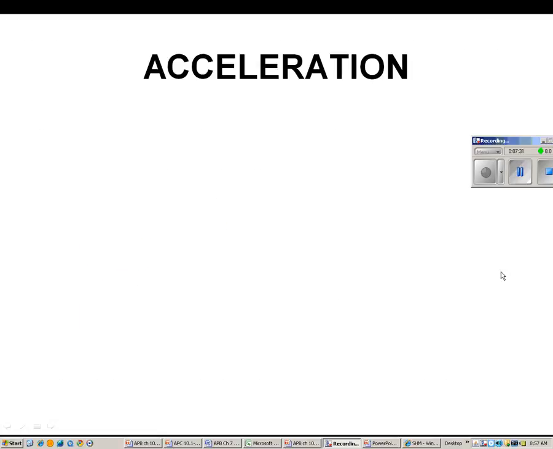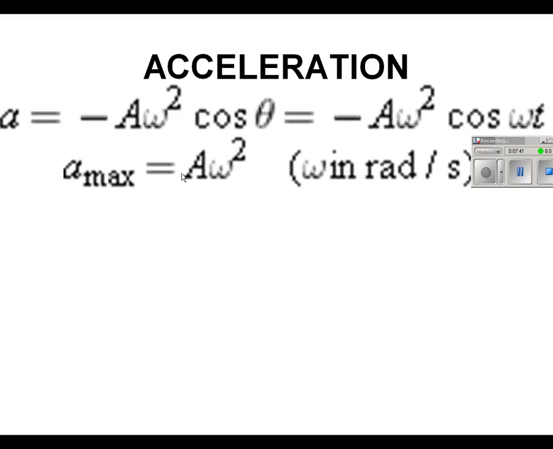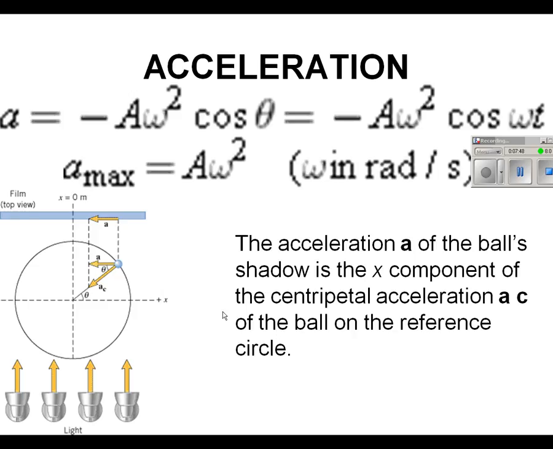Now we're going to look at the acceleration vector. It's similar to the velocity vector, except it's A omega squared cosine omega t instead of sine omega t. But really the most important part that we want to worry about is that a max is A omega squared. So if we take a look at this, it's again the x component of the centripetal acceleration that's here. And we'll go ahead and look at our circular motion.